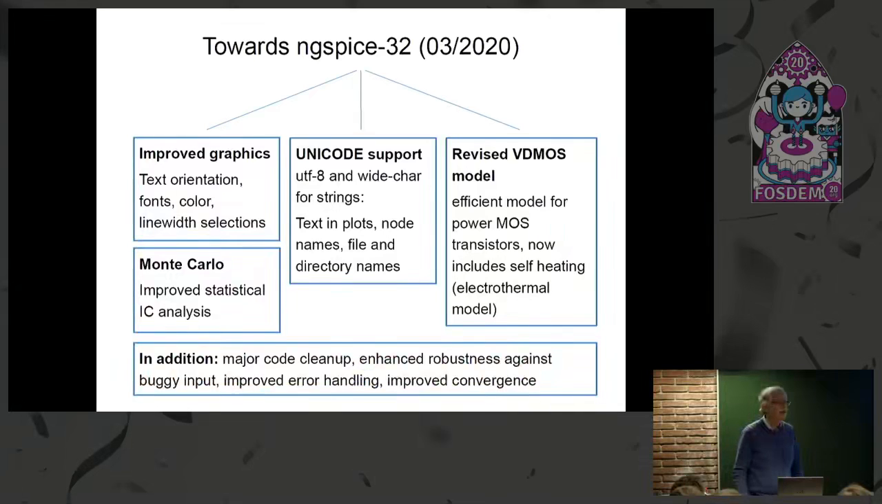And compared to the last ngspice issue, we have a revised model for power MOS devices. An efficient model, this is the VDMOS model, and this now includes self-heating. I will talk about that in a minute. In addition, of course, we have a lot of enhancement of robustness, bug fixes, improved error handling. So if there is an error, you get better error messages. Major code cleanup is in fact going on, and therefore the interconnection to users, maybe on the KiCad side, maybe direct users of ngspice, is important to react, and we are relatively fast. Sometimes bugs are fixed within one day if required.